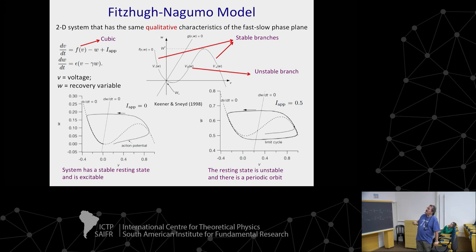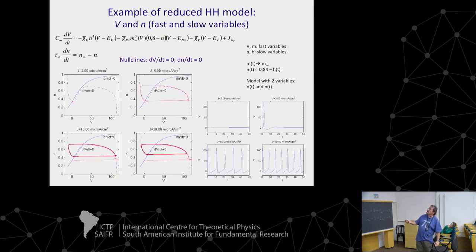And based on that, FitzHugh and later Nagumo, in the late 50s, early 60s, proposed a model which also has two variables, now abstract variables, but they capture the same qualitative dynamics of the reduced model that I presented to you. So this is the reduced Hodgkin and Huxley model. You see that the V nullcline, the one associated to the voltage, has this cubic shape here, and the N nullcline has this kind of sigmoidal shape there.